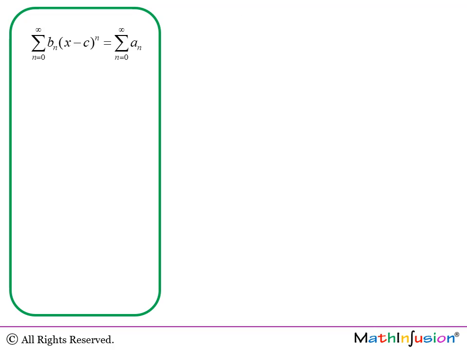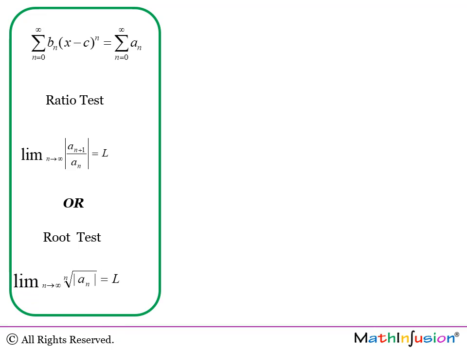For simplicity, I am identifying the term in the power series with a_n. We start by applying the ratio test or the root test. Observe that the limit is with respect to n, but the a_n's are expressions of x. So L is going to be some expression of x. I would like L to be less than 1, because for all the values of x for which L is less than 1, we know that the series is absolutely convergent.